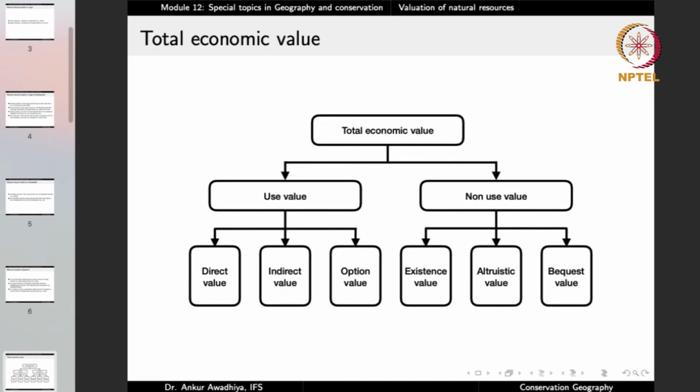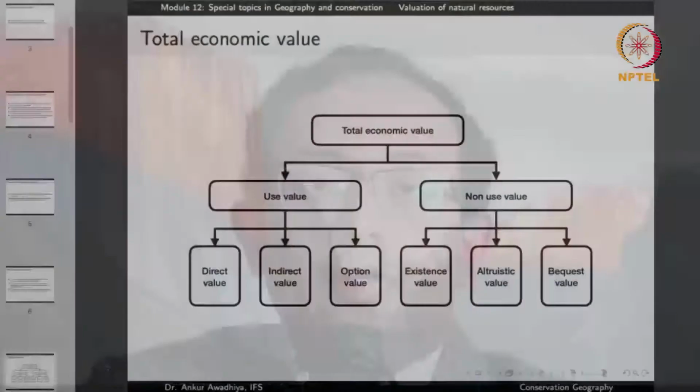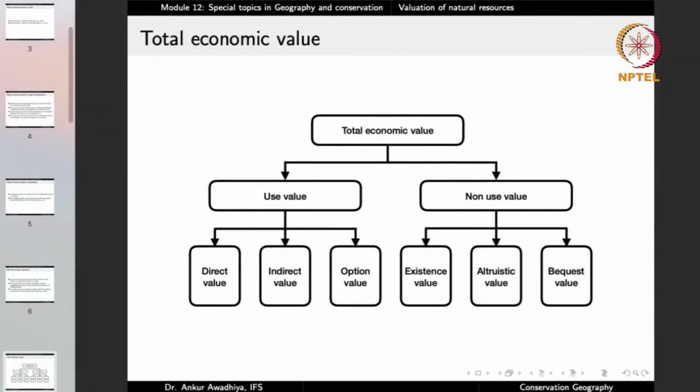Now in this context, the question is, what is the total economic value of a natural resource? If we have, say, a forest, is the value of the forest equal to the value of the timber that you will sell in the market? Is that the value of the forest? Or does it also involve certain other values? So in this context, we talk about the total economic value of a natural resource.